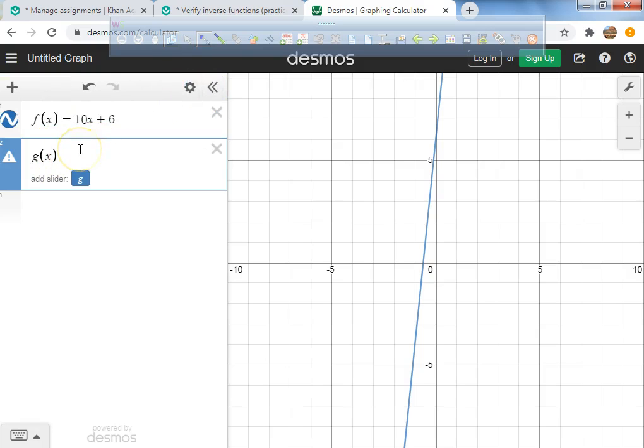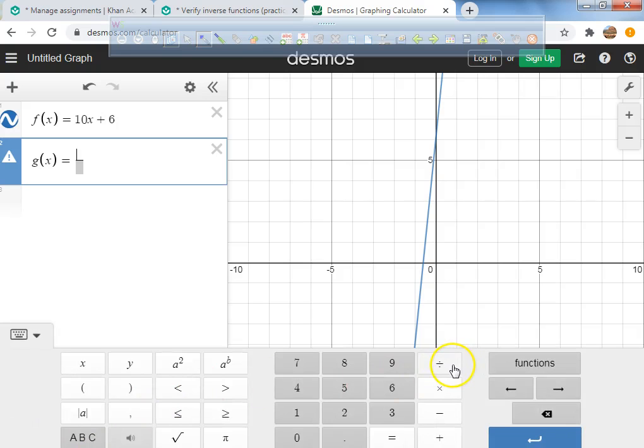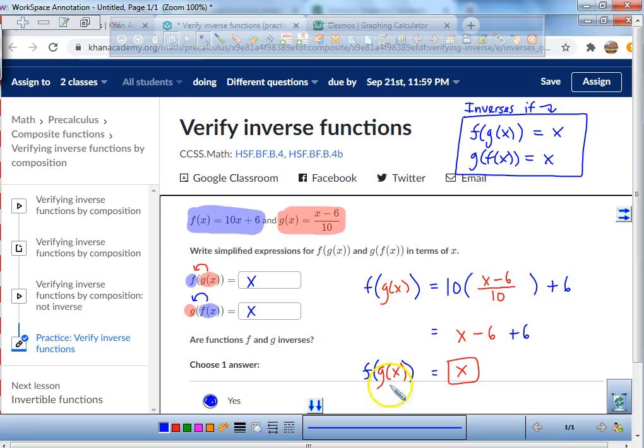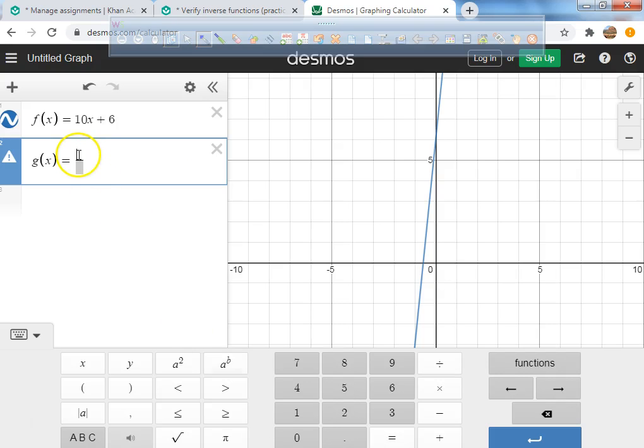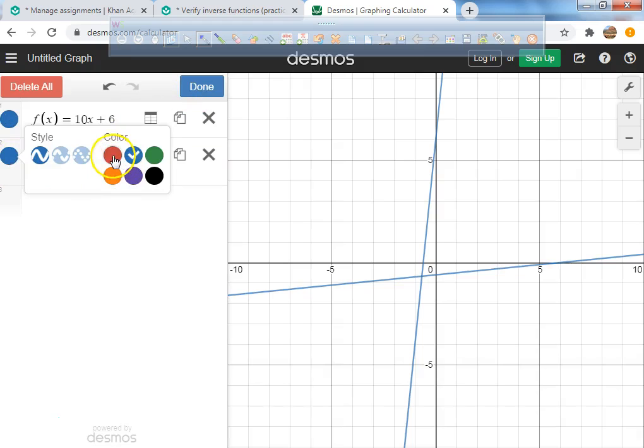And then g of x equals, and you've got this little keyboard down here. You can make a little division bar. And in the numerator, we're going to type in x minus 6, over 10. So I'll go right back over to, there we go. x minus 6 all over 10, just like that. Except this time I'll make this one red since we made it red.